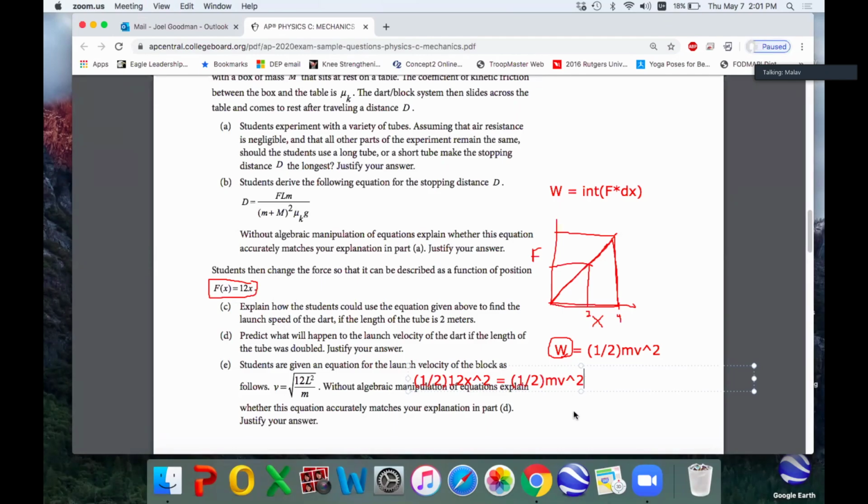They have the formula derived in the next question. I don't think you have to. They do. Students are given an equation for the launch velocity. This. Does this formula justify our answer? Yeah, it goes with everything we're talking about. Could you take this L and bring it out? Yes. Then it's just going to be V is proportional to L.